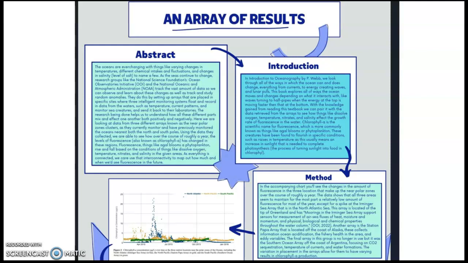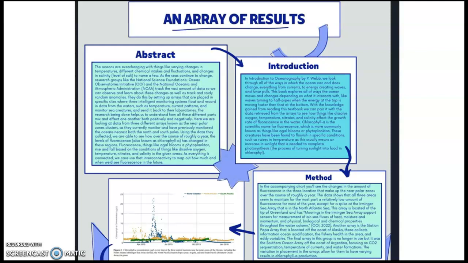This array is located off the tip of Greenland and has moorings in the Irminger Sea Array that support sensors for measuring the air-sea fluxes of heat, moisture, and momentum, and physical, biological, and chemical properties throughout the water column. That is from the Ocean Observatories Initiative's site.